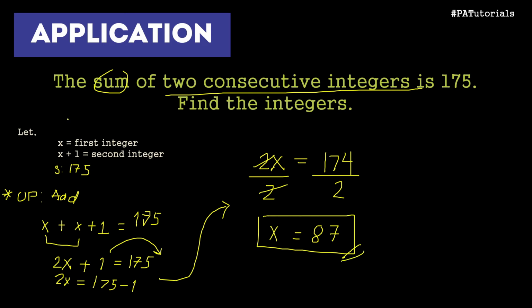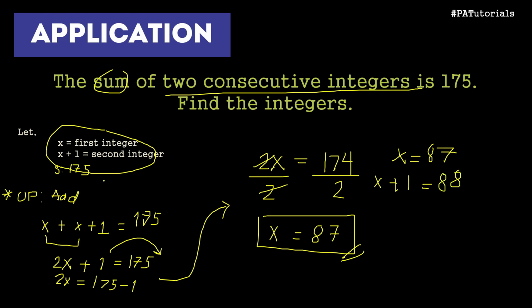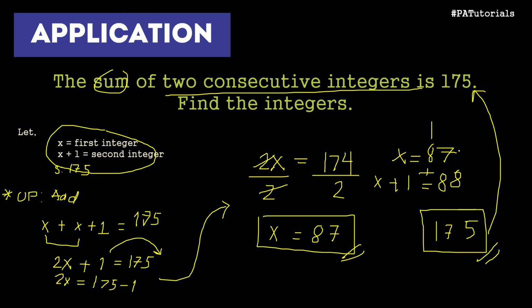Balikan lang natin yung ating given, which is this one. So, sabi, yung x daw natin, yung first integer ay 87. How about naman yung second integer, which is x plus 1? That is equal to 87 plus 1, which is 88. Again guys, sinabi ang sum daw ay 175. So, add lang natin to. 8 plus 7, or 7 plus 8, that would be equal to 15. Okay? Tapos, carry 1, 8 plus 8, that would be equal to 16 plus 1, that would be 175. So, as you can see, ito ay tama dito at totoo nga na consecutive numbers yung result ng ating answer.